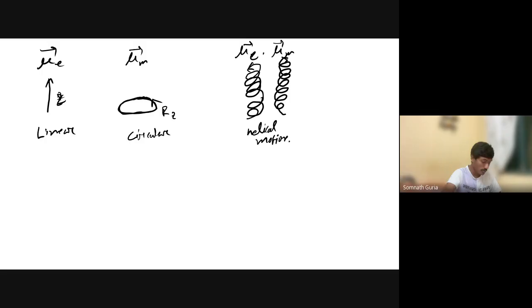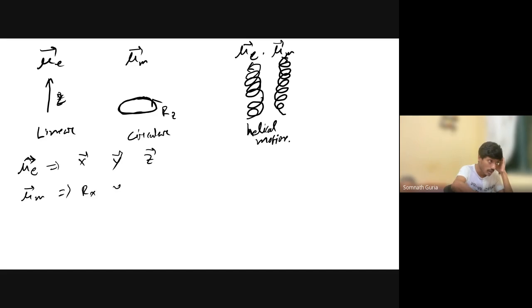So the presence of this helical motion will depend on some mathematical terms we initially generated. Mu e is associated with x, y and z, and mu m is associated with rx, ry and rz.